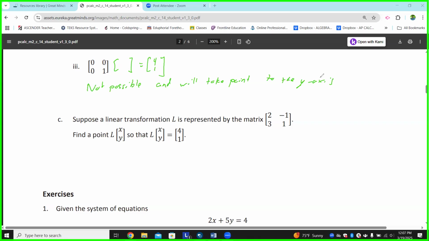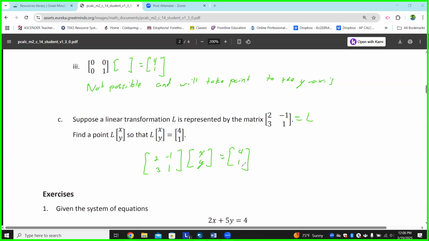This is an introduction to a system of equations. We have a point here of x, y. That's the unknown that we're looking for. And we're going to call this guy right here L. So that L there is going to be whatever that 2 by 2 matrix tells me it's going to do. So here we go. I'm going to do 2, -1, 3, 1 times some random point that I don't know, which must equal 4, 1. Anyone have ideas on what x and y could be?